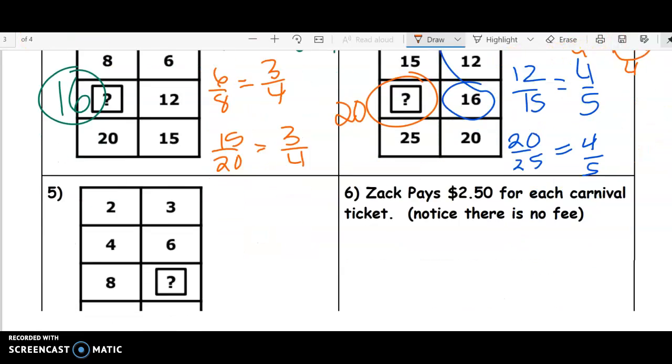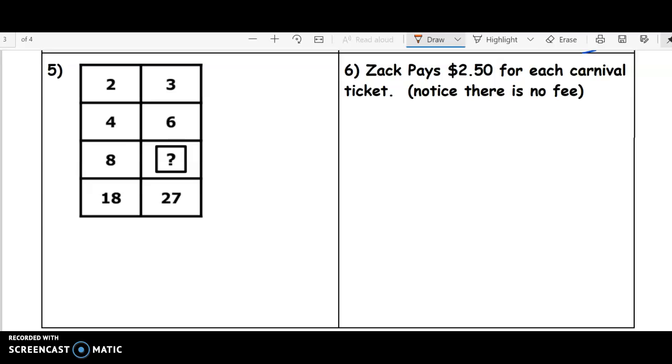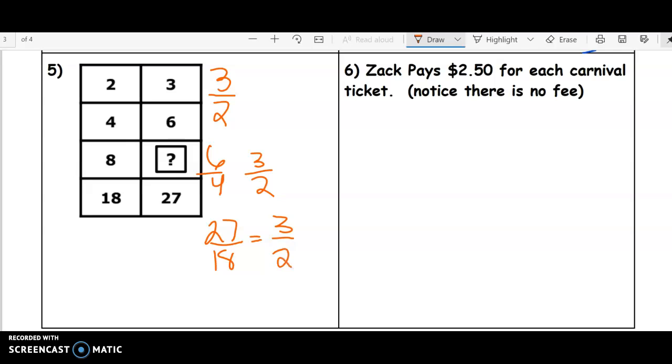And then we're going to go do this one. Make sure that you are still doing the y over x. So 3 over 2, that's simplified. 6 over 4 simplifies to 3 over 2. 27 over 18, there's a bunch of 9s in there, so that simplifies to 3 over 2. And so then I have I don't know over 8 equals 3 over 2.